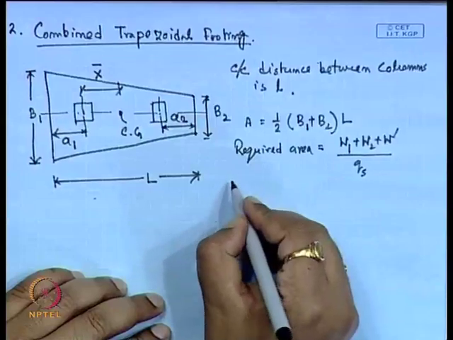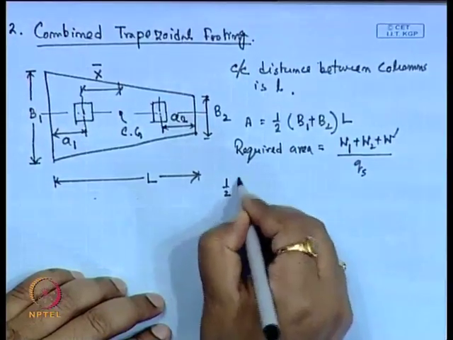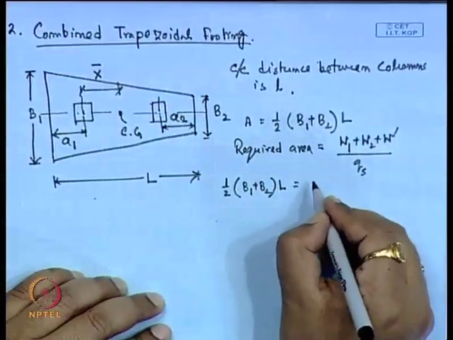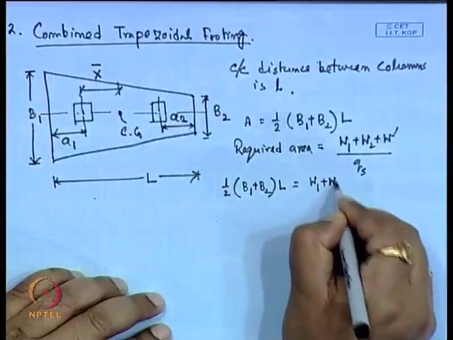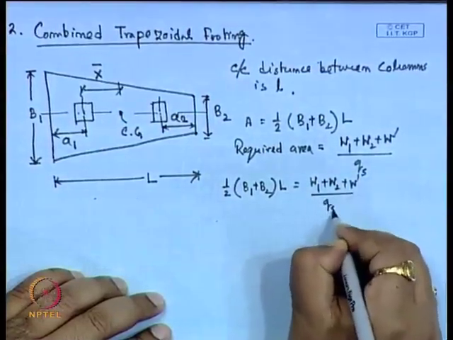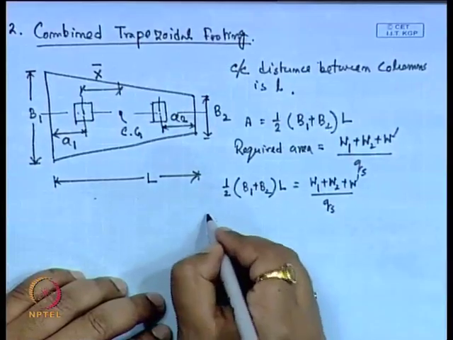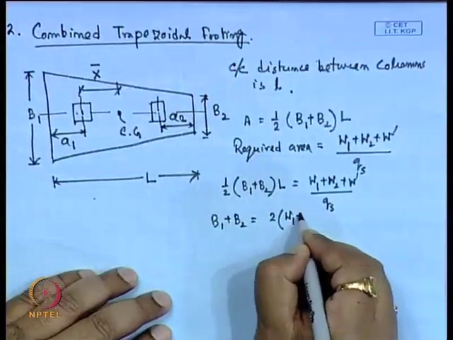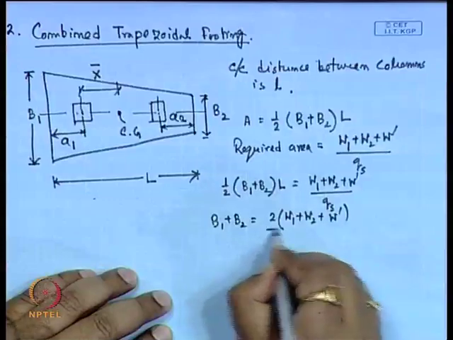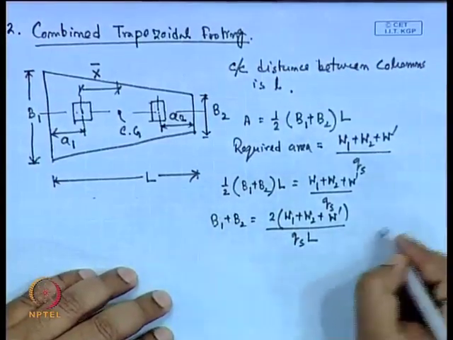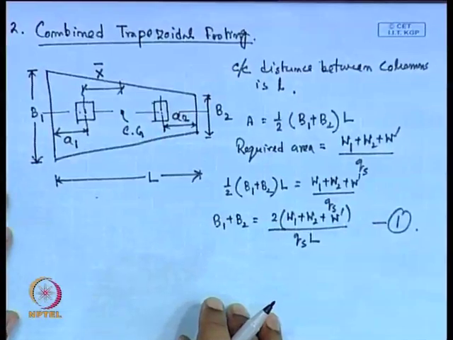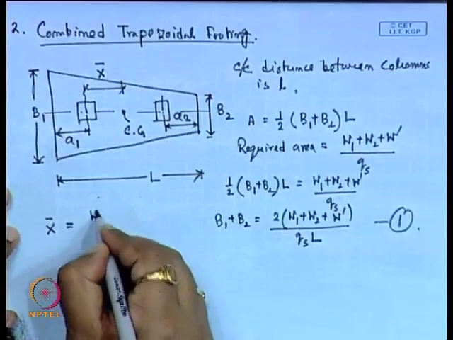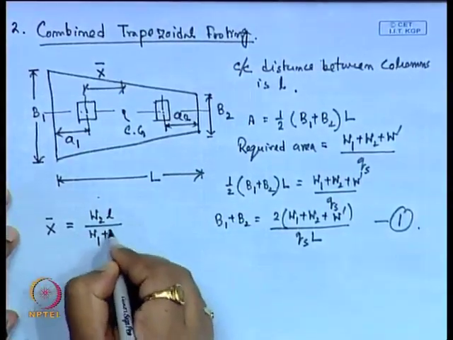So now we can write that half of (B1 plus B2) into L is equal to (W1 plus W2 plus W dash) divided by Qs, or we can write that B1 plus B2 is equal to 2 times (W1 plus W2 plus W dash) divided by Qs into L. So this is one expression. Similarly, we can calculate x bar in the previous fashion, that is W2 into small l divided by W1 plus W2.